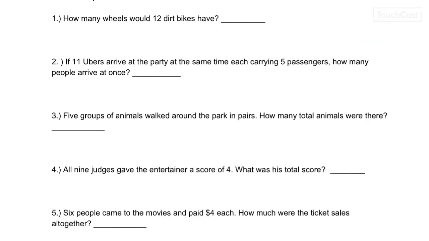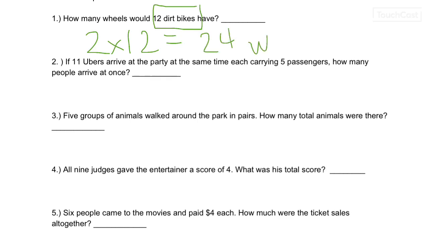All right, let's solve some word problems. How many wheels would 12 dirt bikes have? So a dirt bike has 2 wheels times 12. Let's roll our 2s 12 times. 2, 4, 6, 8, 10, 12, 14, 16, 18, 20, 22, 24. 24 what? 24 how many what? Wheels. Remember, don't leave your numbers naked.